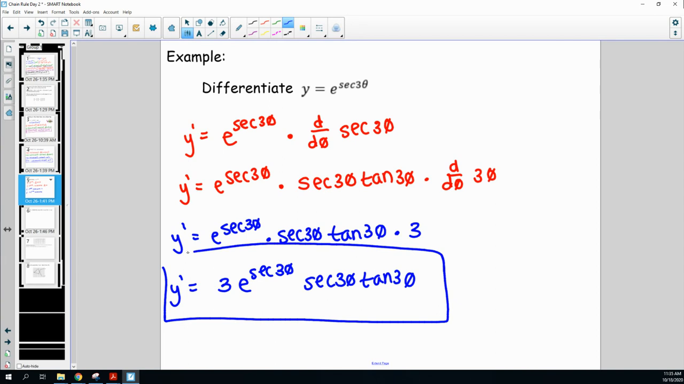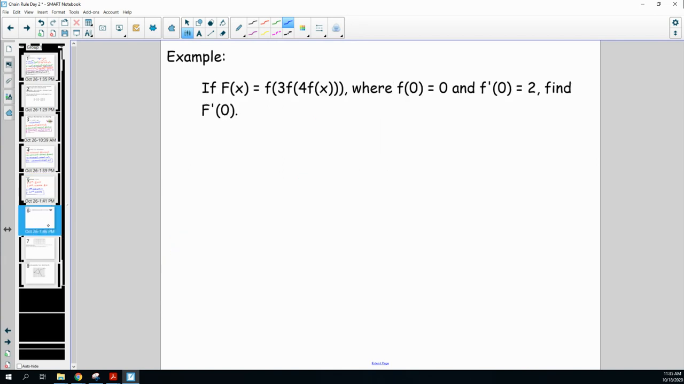Now we're going to look at a couple of abstract ideas where it's not just here's the function, find the derivative. So here we have F of x, which is our main function, and it's equal to f of 3 of f of 4 of f of x, which is kind of a mouthful, where f of 0 is 0 and f prime of 0 is 2. And we want to find capital F prime of 0. So this might seem confusing, but it's just the chain rule.